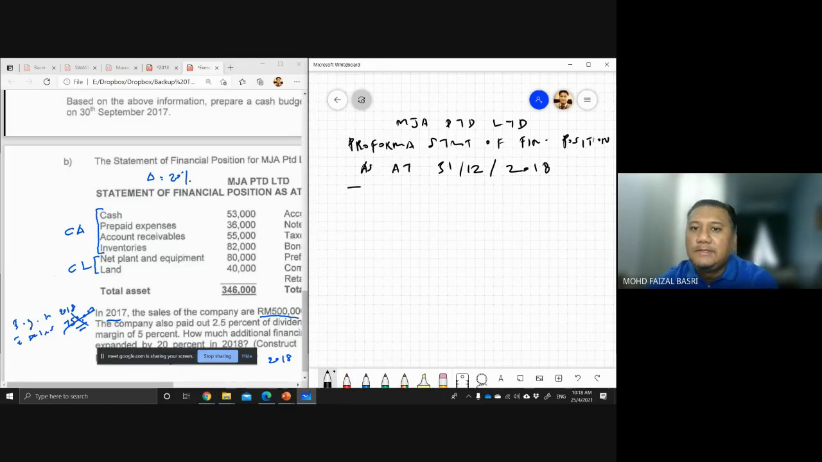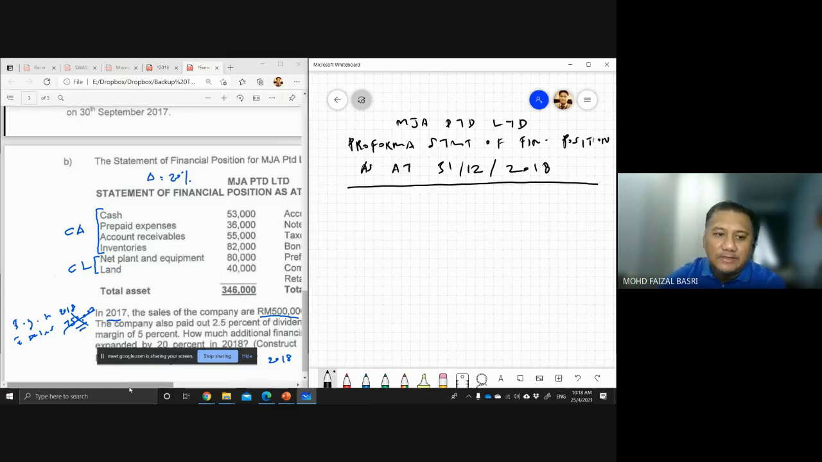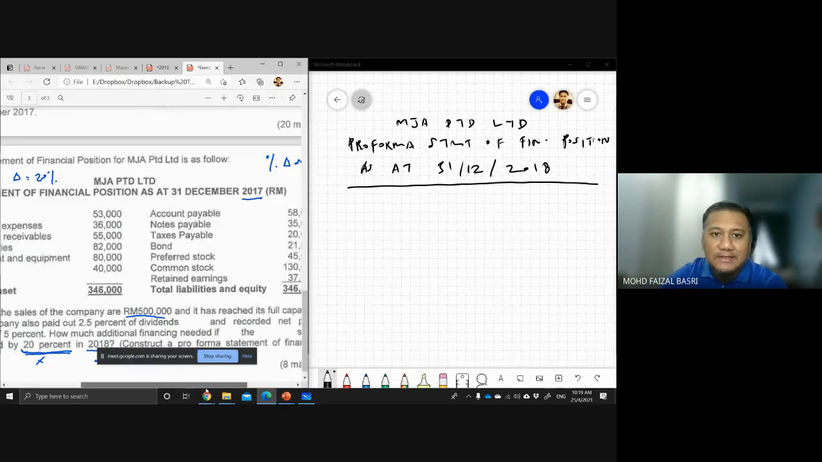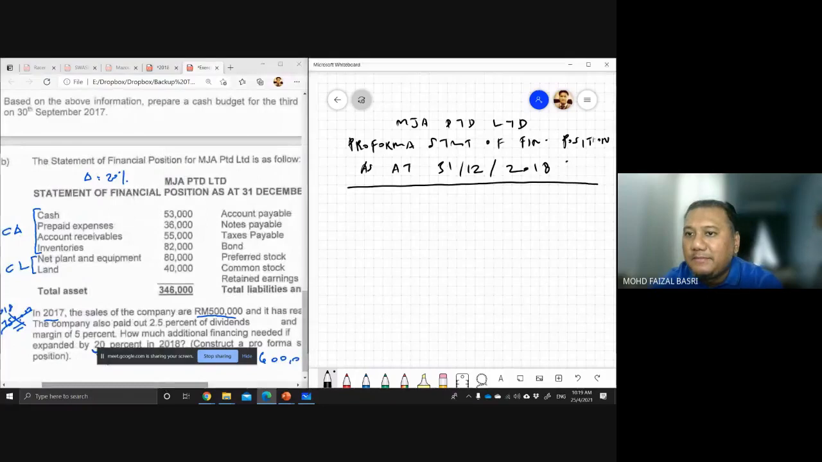Okay, 2018. So this will be the title. The question gave us 2017 KRM, but we're going to prepare for 2018, hence the name Proforma. Proforma ni kita punya forecasted. So the items we're going to go through based on categories.